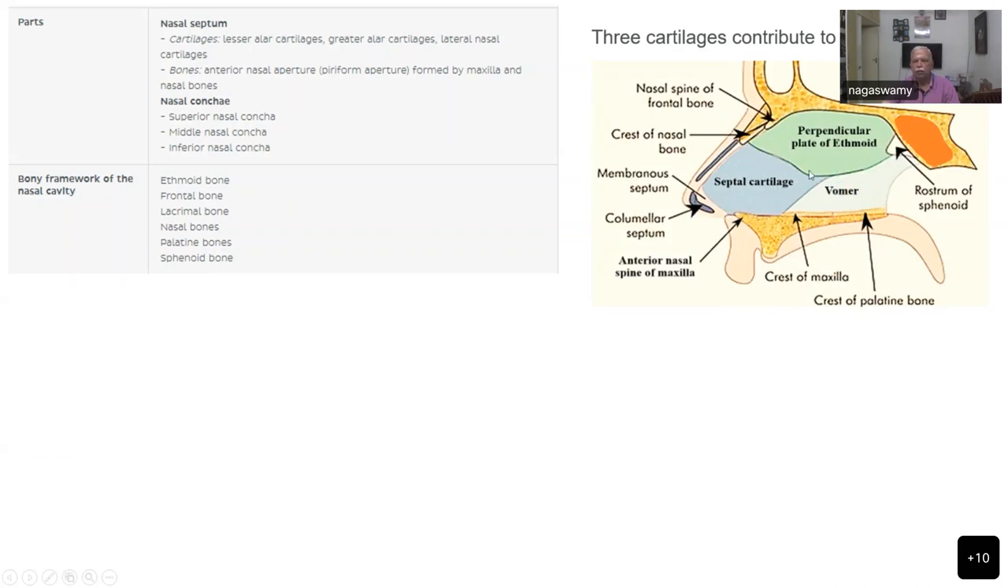Why should we know about it? There is a surgery called SMR. Can anyone tell me what is the expansion for that SMR?